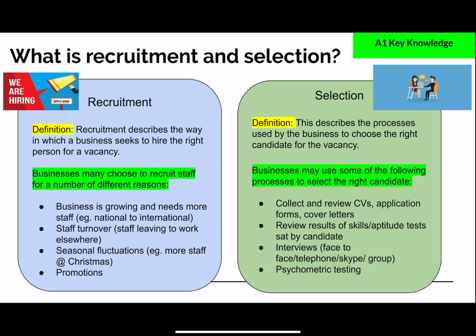Okay, so first of all, what is recruitment and what is selection? Recruitment is something that is completed by the Human Resources Department, and it describes the way in which a business will seek to hire the right person for a vacancy. A vacancy means any new job that is being offered by that organisation or a job role that needs to be filled. Businesses might choose to recruit staff for a number of different reasons.